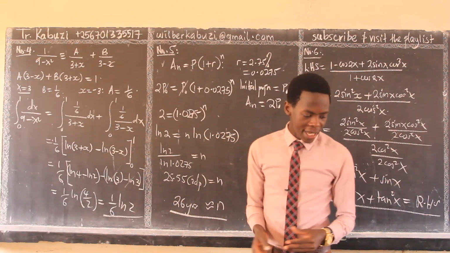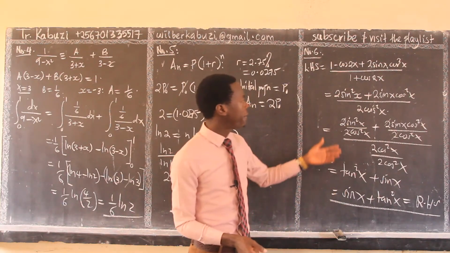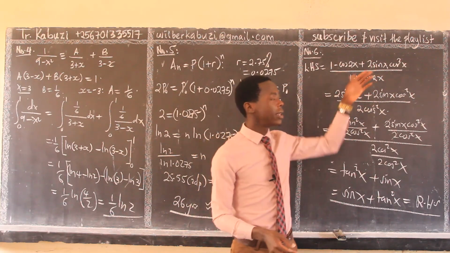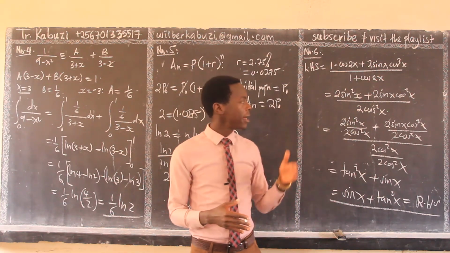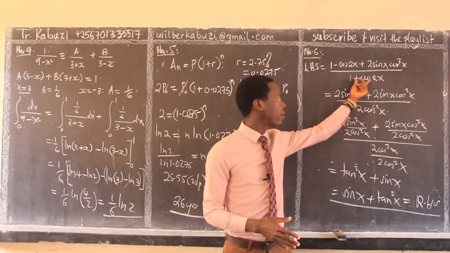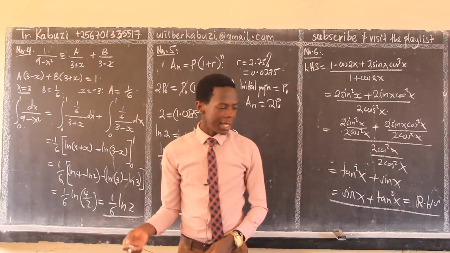So basically those are the solutions for 4, 5 and 6. But if you want to see how we come from this step, please go to the playlist and then visit the trig part. You will see all these ones, how we get this from this and how we get this to this. Anyway, that's it. And that's the last 2.